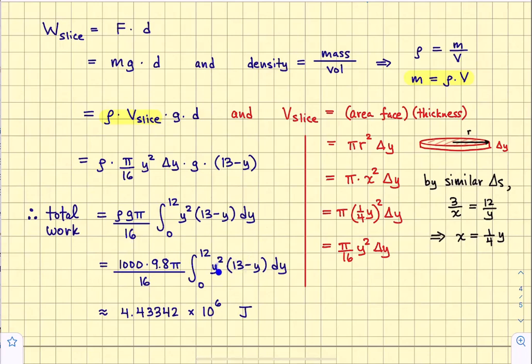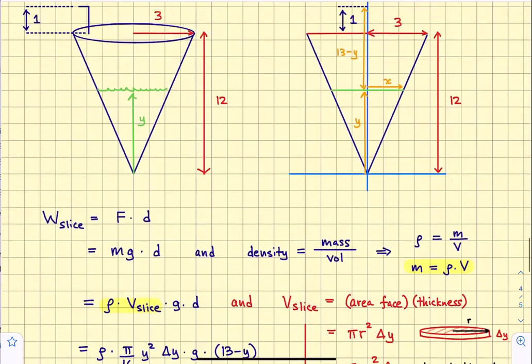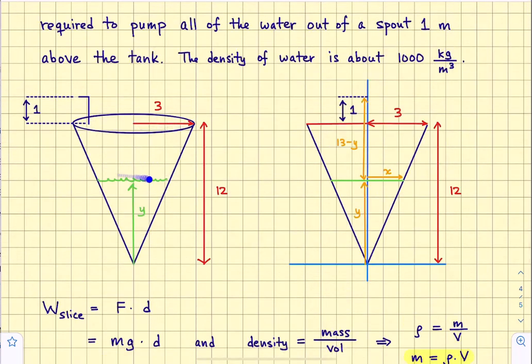This is a very straightforward integral to do. You just multiply through and apply the power rule. And so when the calculus dust settles, this comes out to be about 4.43 times 10 to the 6 joules, which is the total amount of work needed to pump all of the fluid in this conical tank through a spout that's 1 meter above the top of the tank.